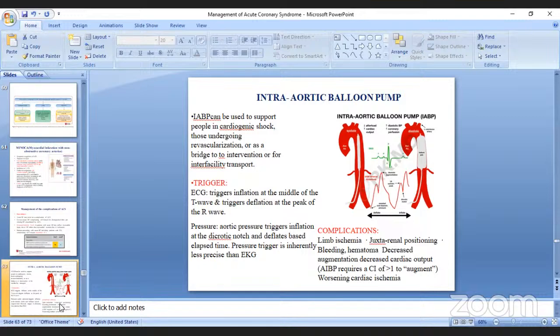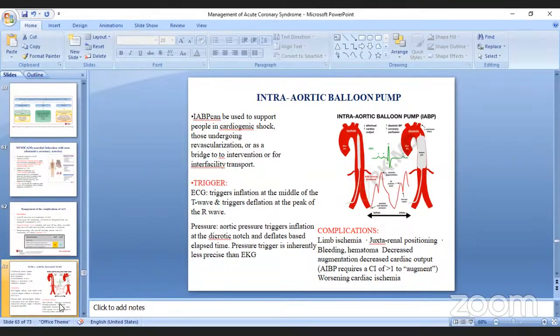1 to 2 centimeters distal to the left subclavian artery. And this balloon is deflated during systole and inflated during diastole. The deflation during systole helps in reducing the afterload and increasing the cardiac output. And the inflation of this balloon during diastole helps in increasing the diastolic blood pressure and increasing the coronary perfusion. Basically, they have two triggers, ECG and pressure trigger.